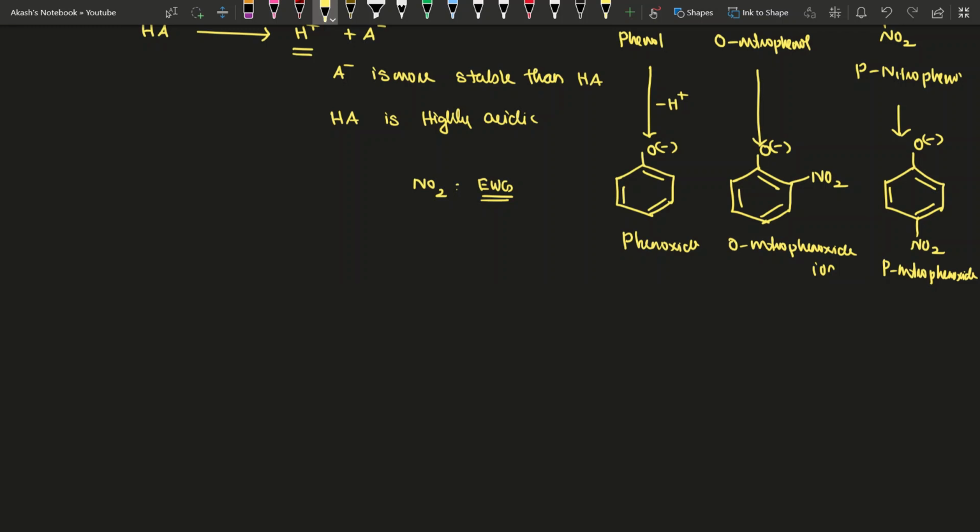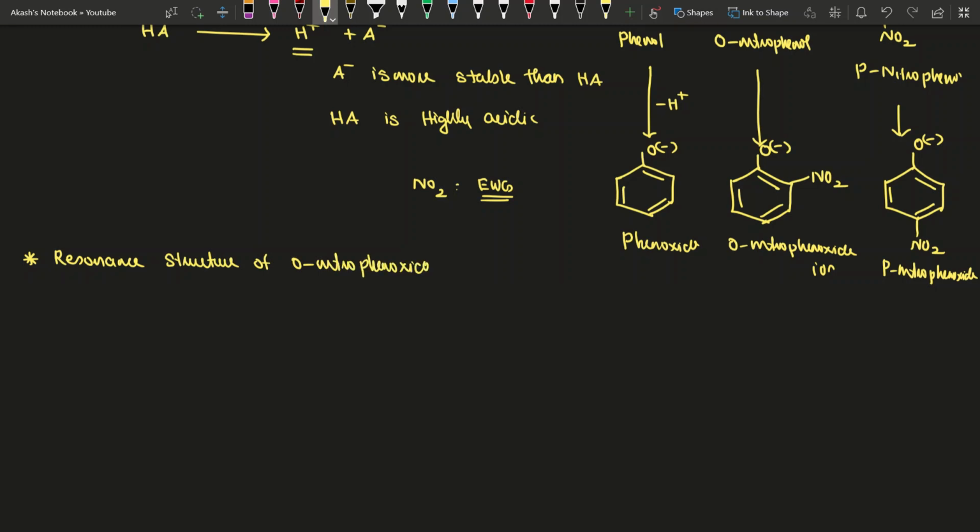Then assume that, instead of an electron withdrawing group, there was an electron releasing group. It will enhance the electron density in the ring, or enhance the negative charge density on the oxygen. Automatically, the stability of the corresponding phenoxide ion decreases, and acidity will decrease. Okay, clear. This proposition can be explained by using the resonance structure. So first we will see the resonance structure of ortho nitrophenoxide.